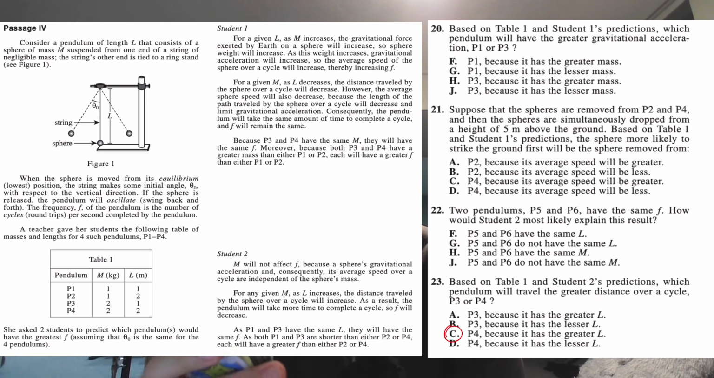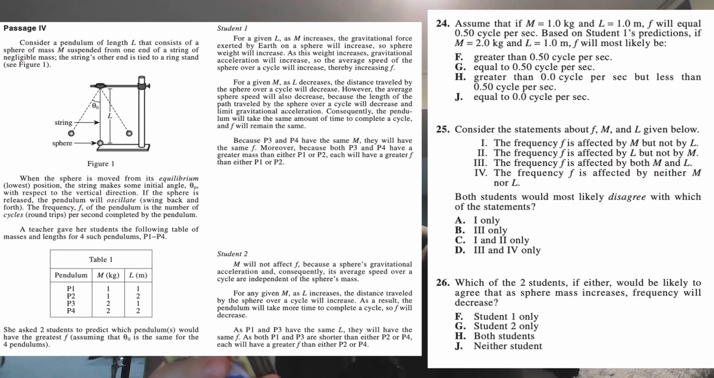All right, let's move on to question 24. Assume that if m is equal to 1 kilogram and L is equal to 1 meter, F will equal 0.5 cycles per second.